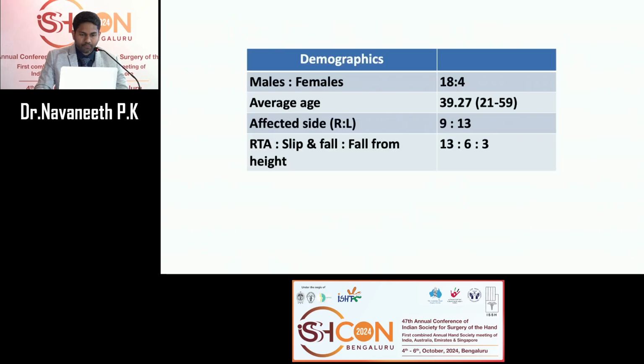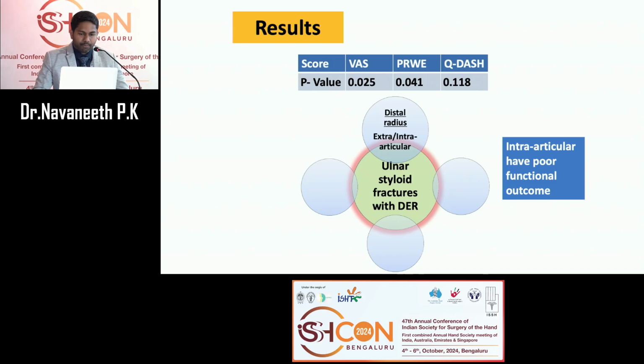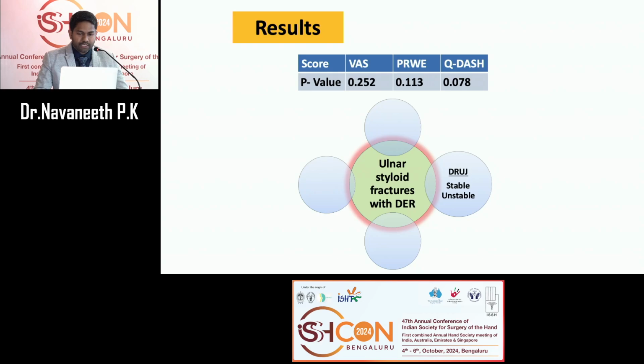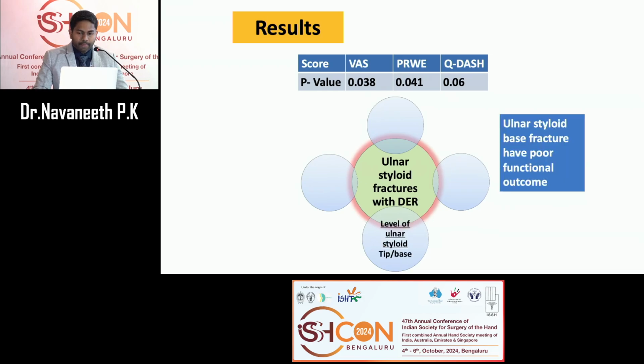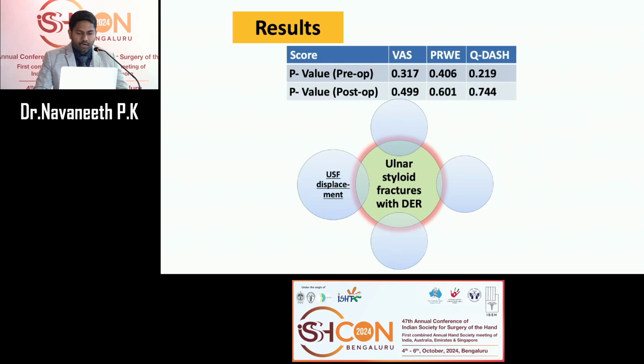by Meyers method. Regarding demographics, our pilot study included 22 patients with an average age of 39, with more being left side affected, and RTA being the most common mechanism. Comparing the different parameters with the functional outcome, we found that intra-articular fractures have poor functional outcome in terms of VAS and PRWE score. However, DRUJ instability has no statistically significant correlation with the functional outcome. Ulnar styloid base fractures have poor functional outcome in terms of VAS, PRWE and DASH score. However, ulnar styloid displacement has no correlation with the functional outcome, both pre-op and post-op.